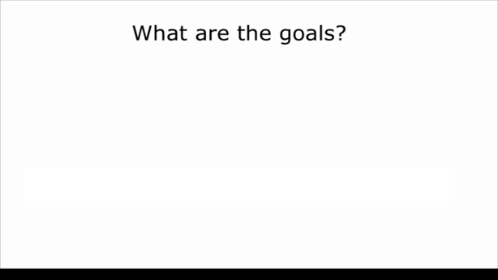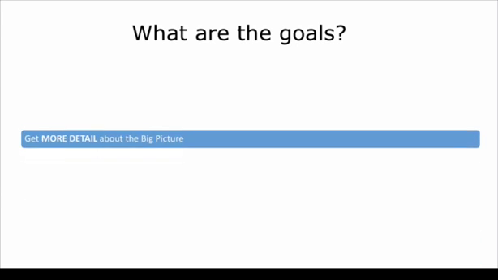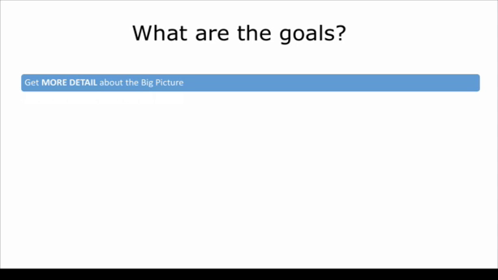What are the goals of scanning? Well, the goals of scanning are pretty much the same as the goals of footprinting, and they are to get more detail about the big picture. So if you recall, in the footprinting phase, we want to get the big picture. In the scanning phase, we want more detail about the big picture.